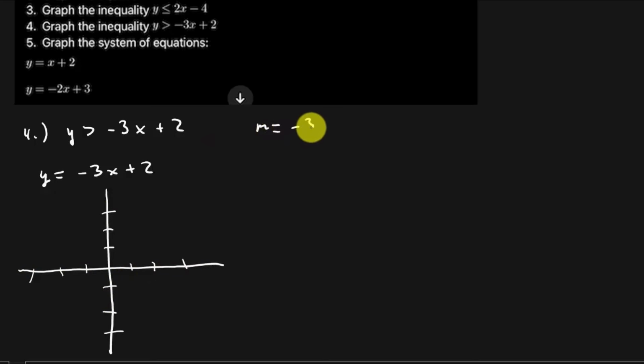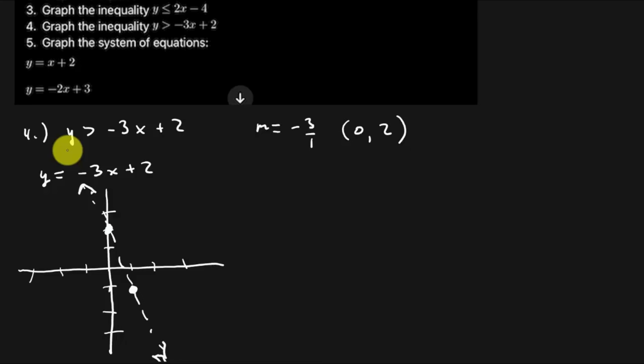I've got a slope of negative 3 over 1 and a y-intercept of 0, 2. So let's plot the point 0, 2, and then I'm going to go down 1, 2, 3, and to the right 1. And there's my other point. Now, you got to make sure when you draw this line, you draw it as a dotted line, because it's just greater than. It's not greater than or equal to. If it's greater than or equal to or less than or equal to, it's a solid line. If it's just greater than or just less than, then it's a dotted line.